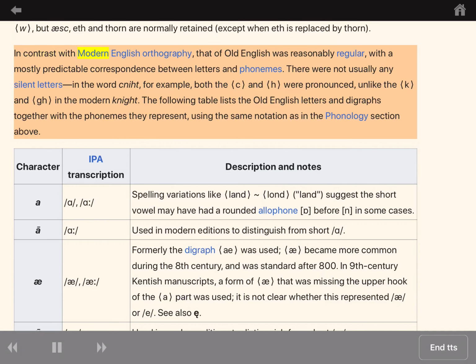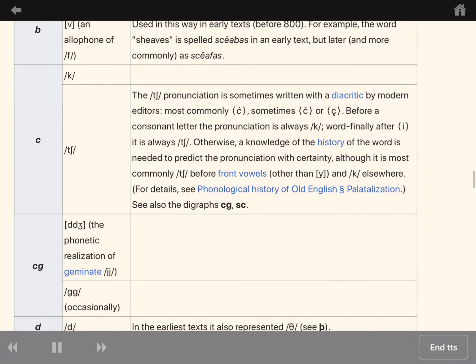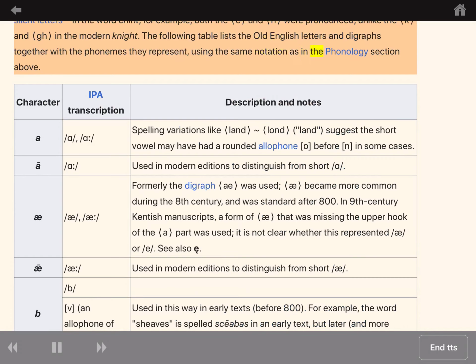In contrast with modern English orthography, that of Old English was reasonably regular, with a mostly predictable correspondence between letters and phonemes. There were not usually any silent letters. In the word cnīt, for example, both the C and H were pronounced, unlike the K and GH in the modern night. The following table lists the Old English letters and digraphs together with the phonemes they represent, using the same notation as in the phonology section above.